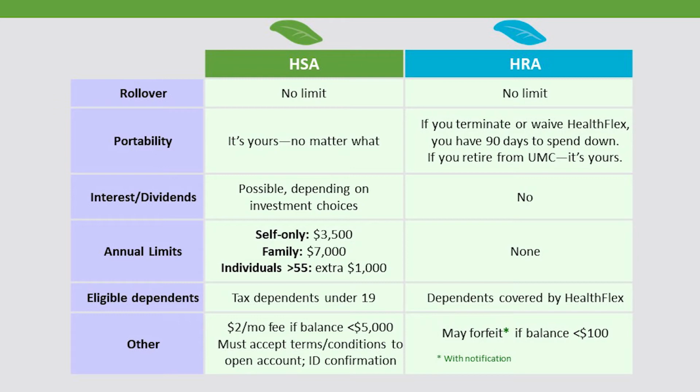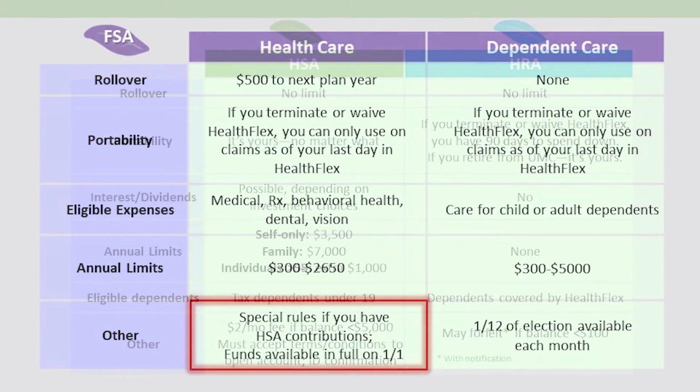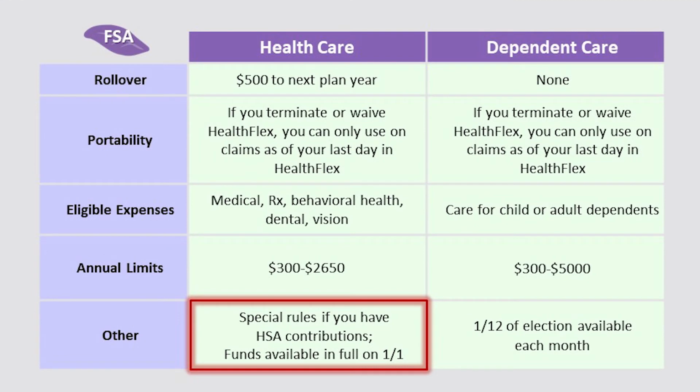But in the HSA plan, the HSA funds can only be used for tax dependents under the age of 19 or college students up to the age of 24. So it's a little bit different should you choose an HSA plan. We talked about flex spending, but I'll go over this quickly with you. You can roll over $500 to the next plan year.